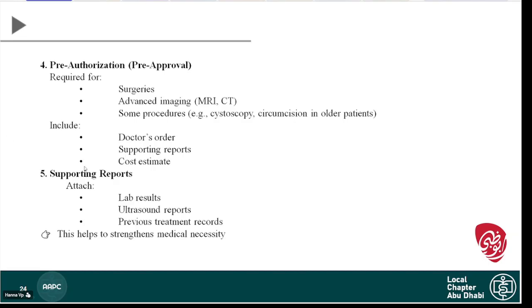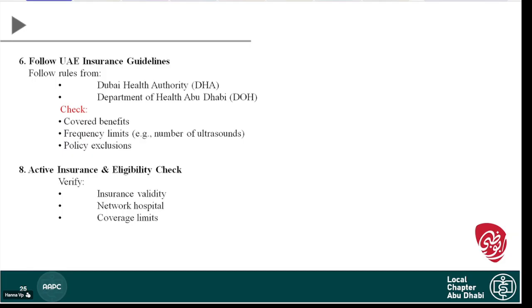Now let's see supporting reports. Supporting reports are related to your lab results, ultrasound reports, and the previous treatment records. It will help strengthen the medical necessity also. This is the fifth point we should keep in mind for easy approval. Then the sixth one, follow the UAE insurance guidelines. We usually follow the UAE insurance guidelines, especially the DHA, Dubai Health Authority, and DOH, Department of Health Abu Dhabi. This is one of the main parts we should follow.